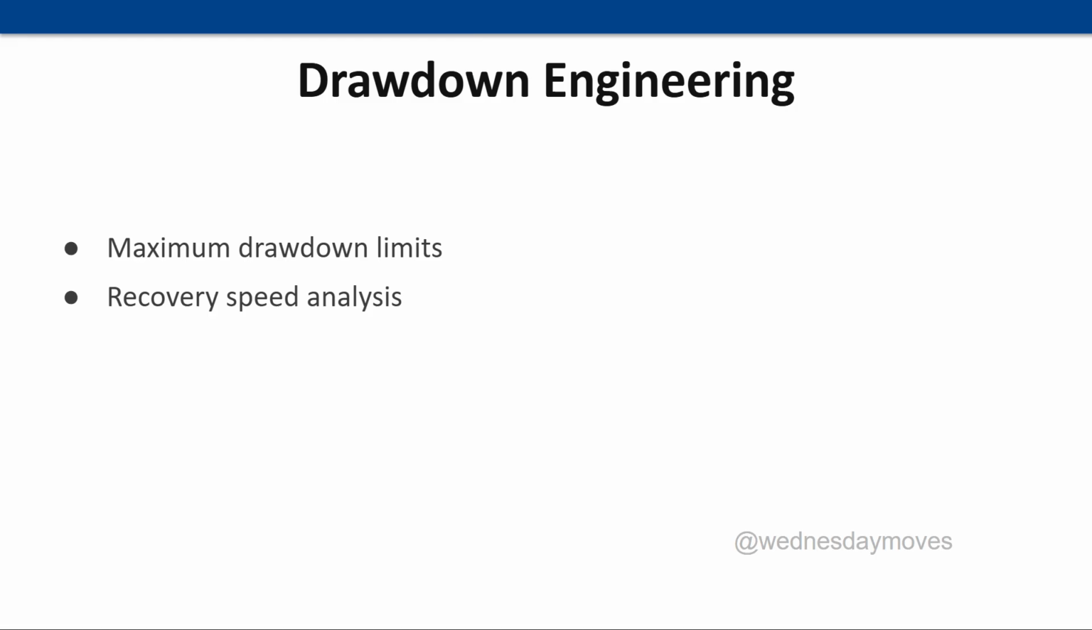Drawdown engineering. Drawdown is inevitable in trading, but unmanaged drawdown destroys compounding. Professionals define maximum tolerable drawdown levels and adjust risk before emotional damage occurs. Recovery speed matters more than temporary expansion.